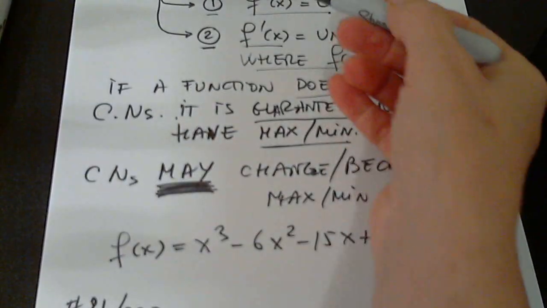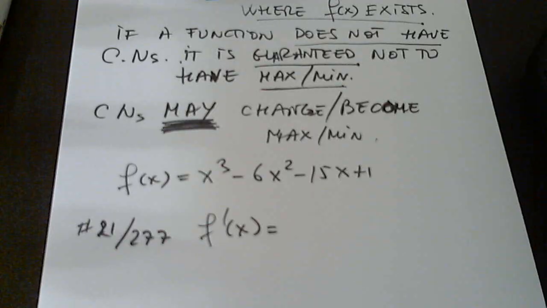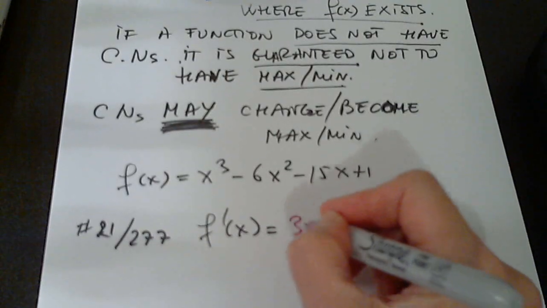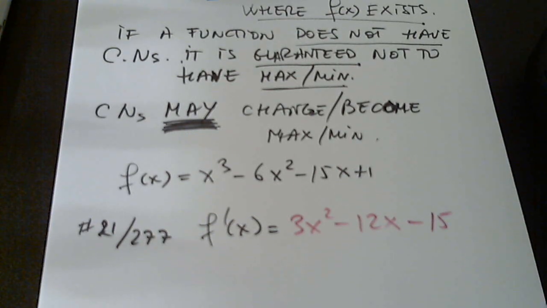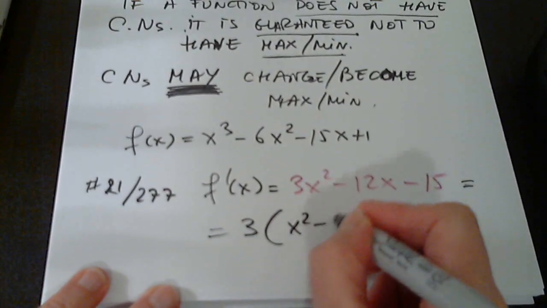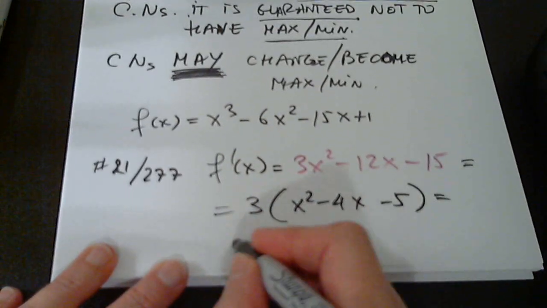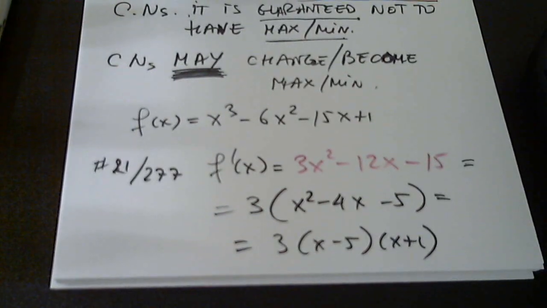Okay, so in either case, I have to determine f prime of x. Can anyone quickly give us f prime of x, please? F prime of x. 3x squared minus 12x minus 15. Excellent. Very good. Of course, I am going to factor out a 3 here to see if I can quickly factor x squared minus 4x minus 5. And I realize that I can quickly factor into x minus 5 and x plus 1. And this was very helpful.